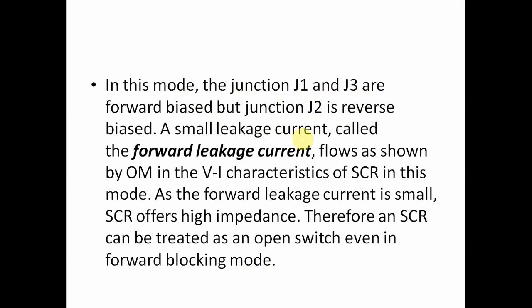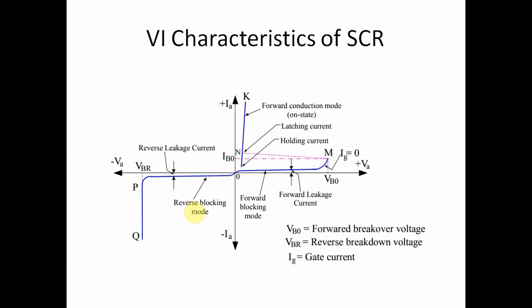A small leakage current, called the forward leakage current, flows as shown by the curve OM. See here, this is the curve. A very small amount of current flows through the circuitry, and this current is called the forward leakage current. This blue line is nothing but the forward leakage current, and this region from this point to this point is called the forward blocking mode. So curve O to M is nothing but the forward leakage current.